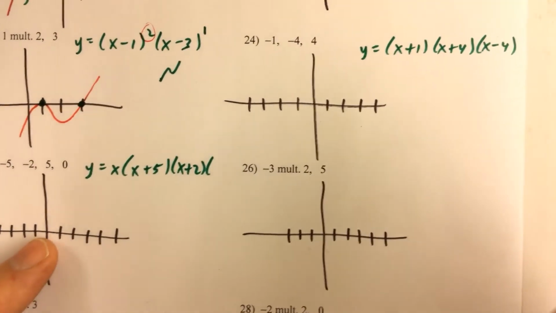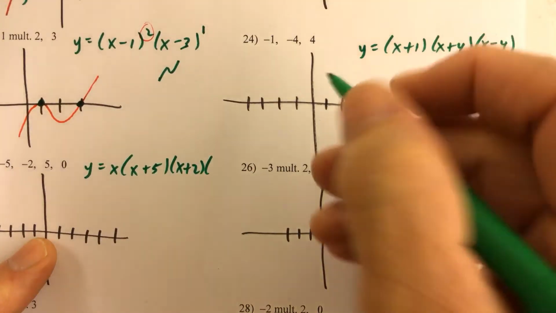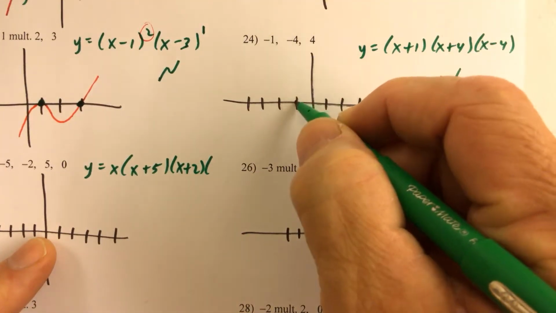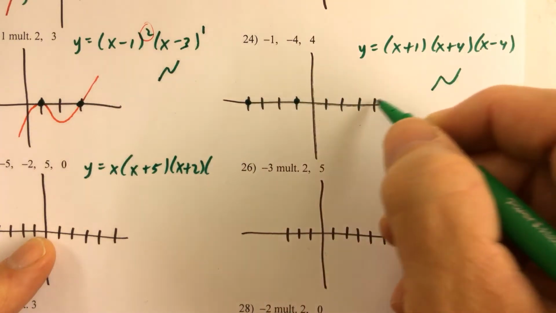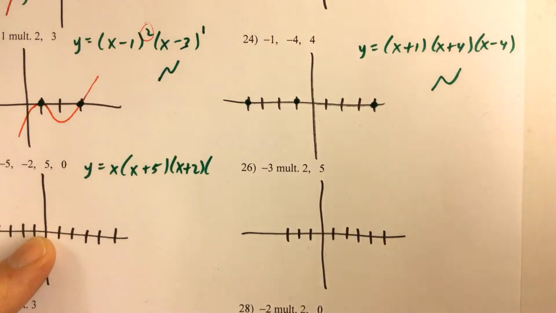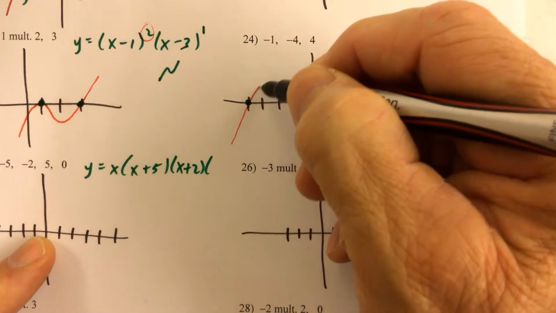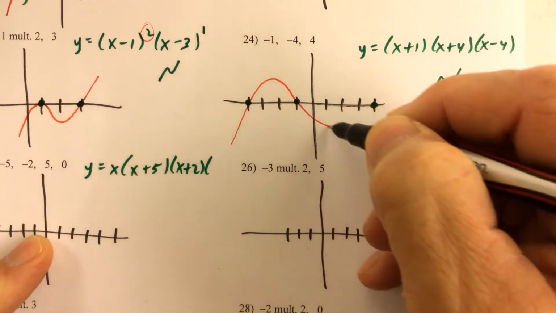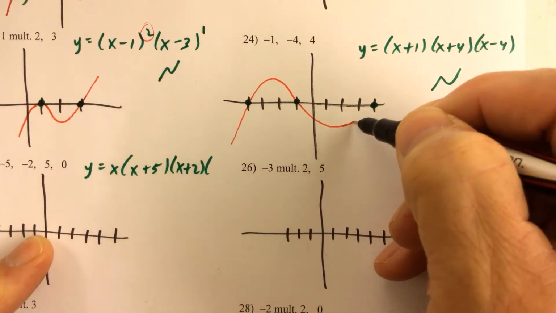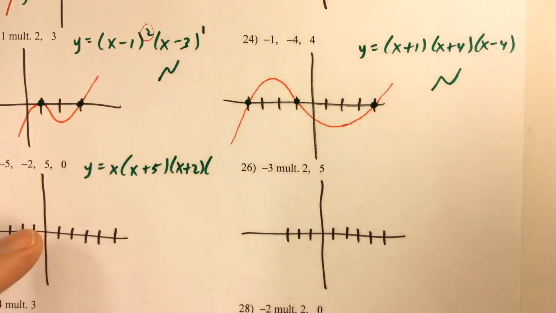Okay, likewise over here we have a third-degree polynomial. This is really no different than the ones that we've already done: -1, -4, as well as +4. We're going to go up through the graph at -4, down through the x-axis at -1, and up through the x-axis at 4.